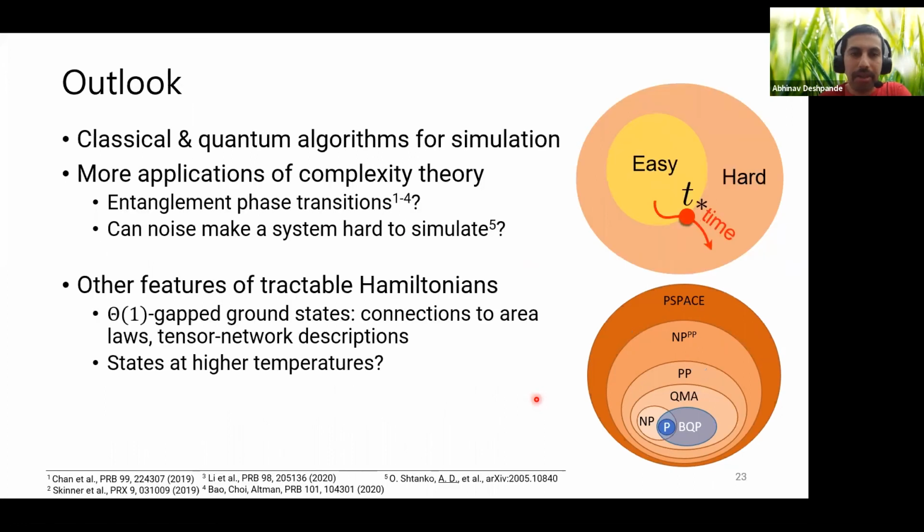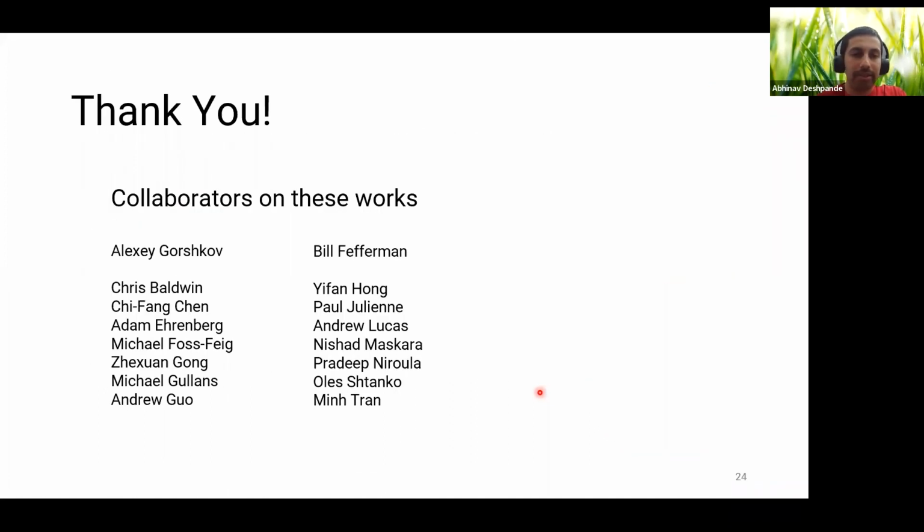And yeah, so I guess for the future, I would like to continue to think about both classical and quantum algorithms for simulation, because these are nice counterparts of complexity theoretic results. And I'd like to see more applications of complexity theory in drawing these phase diagrams and other features that make ground states of certain Hamiltonians tractable. Okay, with that, I'd like to thank you for your attention and my collaborators on these works.